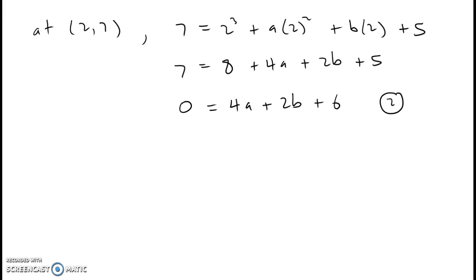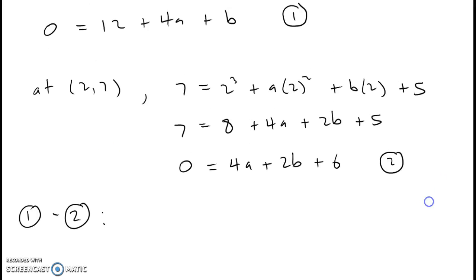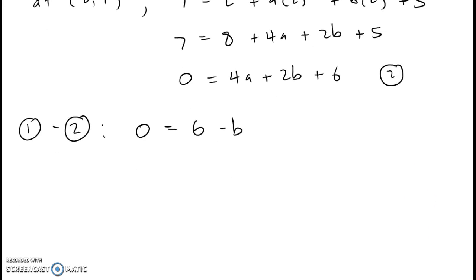So why don't we go ahead and subtract 2 from 1. If we subtract this equation from this one, we'll get 0 equals 12 minus 6, which will give us 6. 4a minus 4a, they'll cancel. That's why this method is helpful for us for solving simultaneous equations, because we'll get rid of the 4a's there, and then we'll end up with b minus 2b, which will give us minus b. So we know that b is equal to 6, and that's our b value.